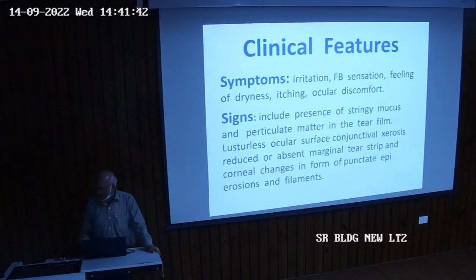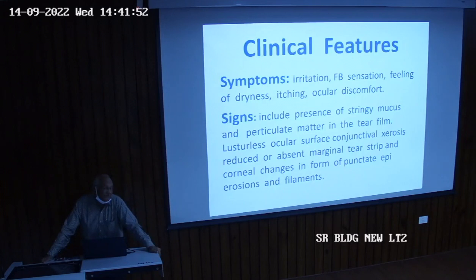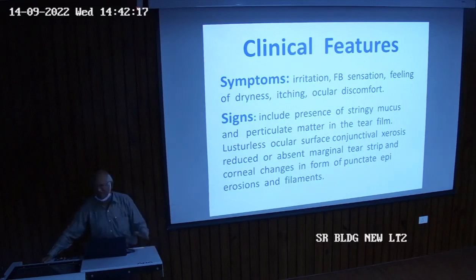Remember these clinical features: irritation, foreign body sensation, feeling of dryness, ocular discomfort, frequent blinking, and blurring of vision also. The ocular surface, the conjunctiva and the cornea, become affected. Signs include presence of stringy mucus and particulate matter in the tear film, a lustreless ocular surface, conjunctival xerosis, reduced or absent marginal tear strip, and corneal changes in the form of punctate epithelial erosions. These are some features and signs.